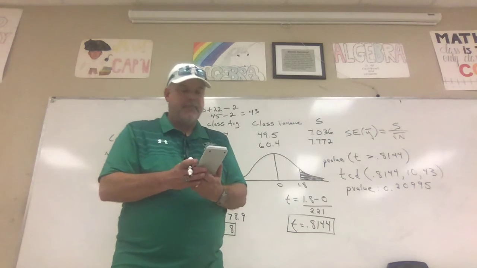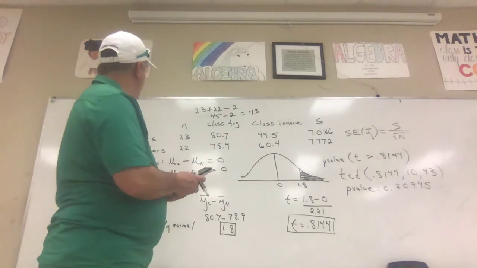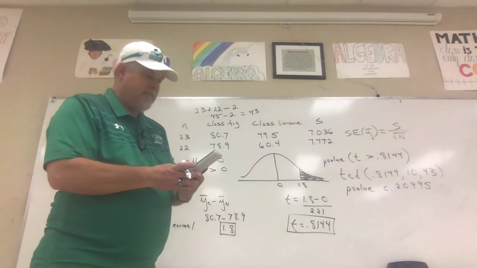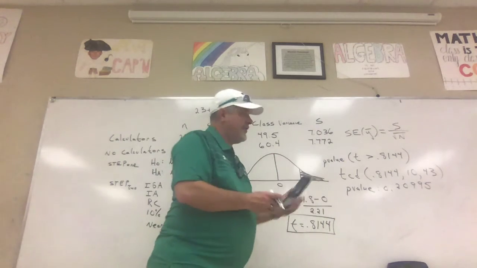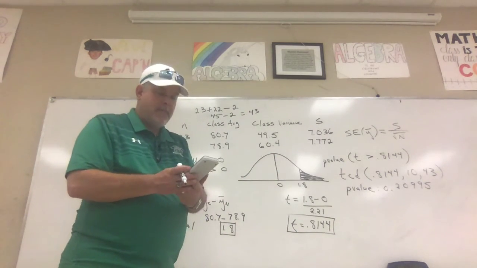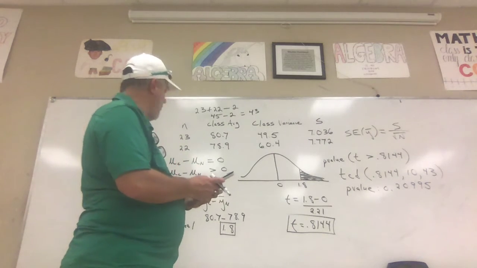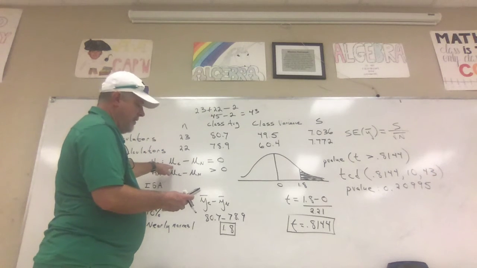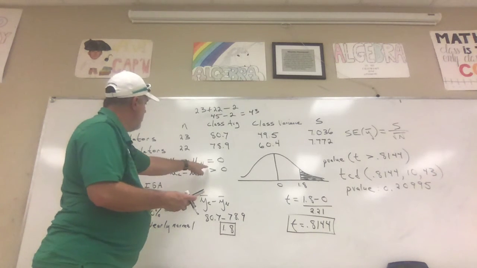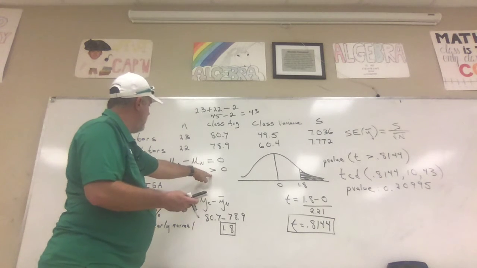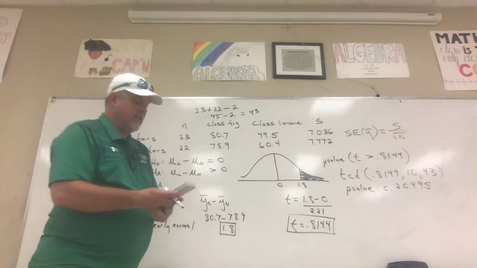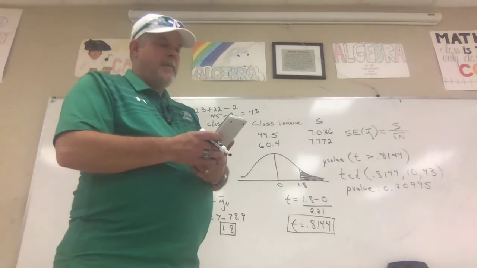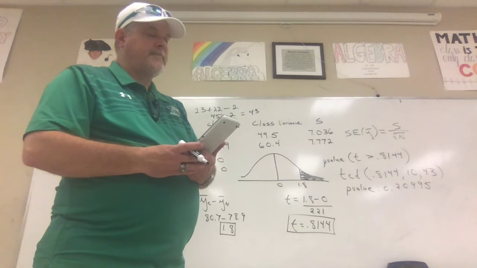What is the standard deviation? 7.036. And how many were there? 23. The second one, the mean is 78.9, its standard deviation is 7.772, and it has 22. Then I want mu1 to be greater than mu2. I think that's the last one. And then pooled, we're always going to put no. Calculate.